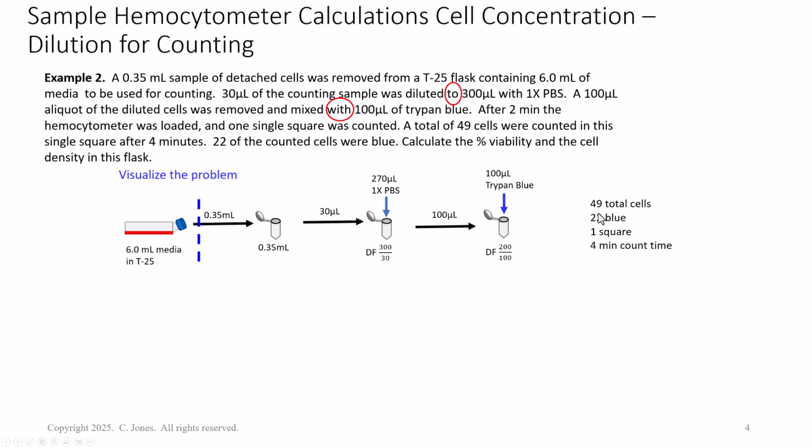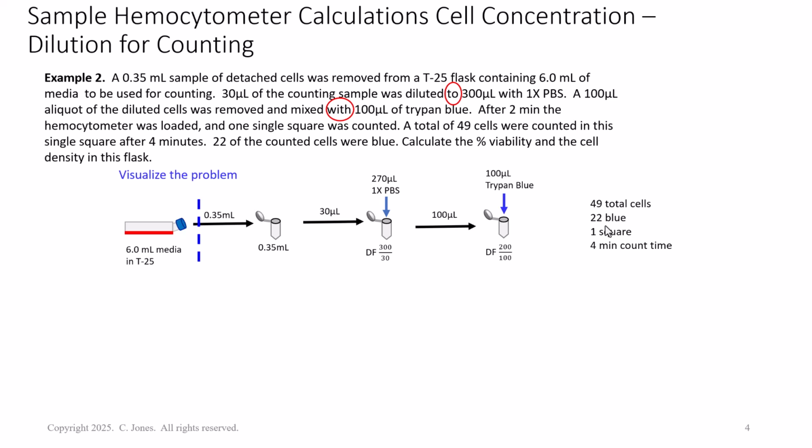And then we did our count, right? 49 total cells, of which 22 were blue. We only counted one square. Again, this is not best practices, but that's what was stated in the problem. And a single square was counted after 4 minutes. And remember, we really should start counting after 2 minutes.